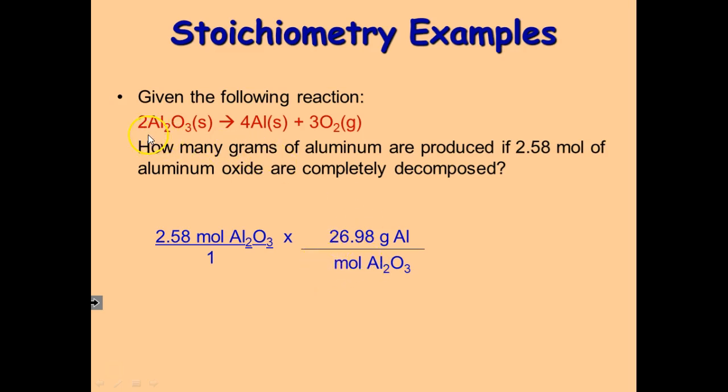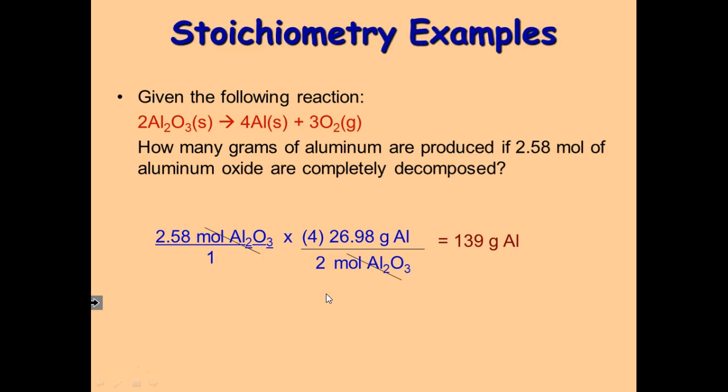And now I need to relate aluminum oxide to aluminum, account for their molar relationship in my conversion factor. So aluminum oxide is going to get a 2, and aluminum is going to get a 4. The moles of aluminum oxide cancel out. I multiply my three quantities in the numerator, 2.58, 4, and 26.98, and I divide by 1 times 2, which would be 2. My molar mass has 4 sig figs, 2.58 has 3 sig figs, so I want 3 sig figs in my answer, and I got 139 grams.